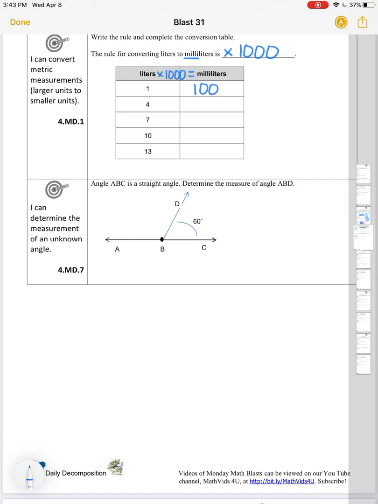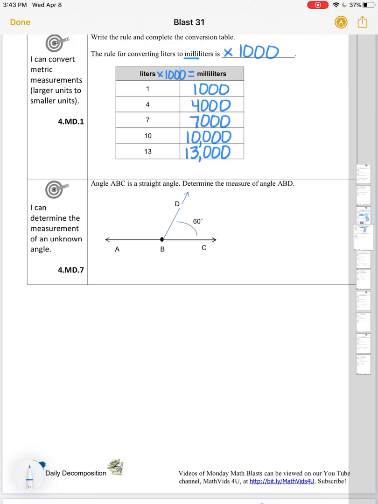So 1 times 1,000 is 1,000. 4 liters times 1,000 is 4,000 milliliters. 7 liters times 1,000 is 7,000 milliliters. 10 liters times 1,000 is 10,000 milliliters. And 13 liters times 1,000 is 13,000 milliliters.